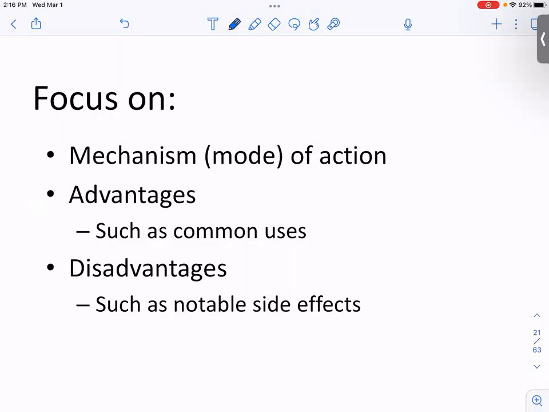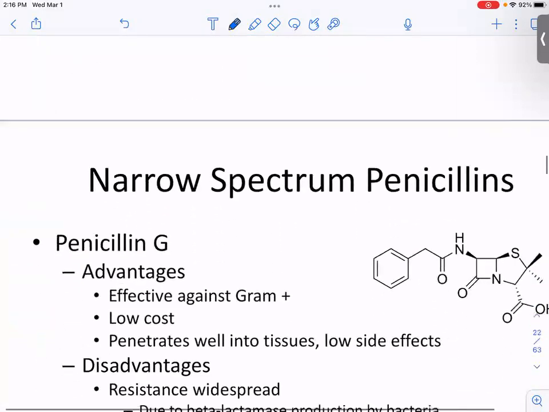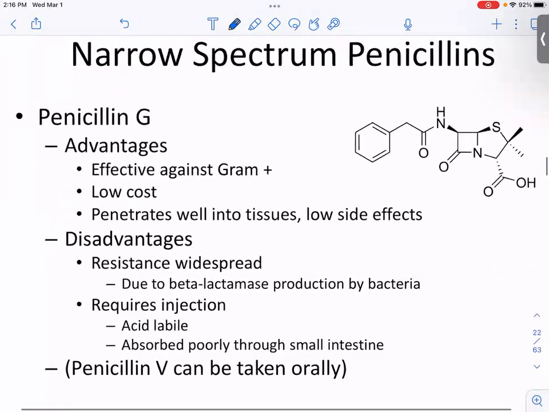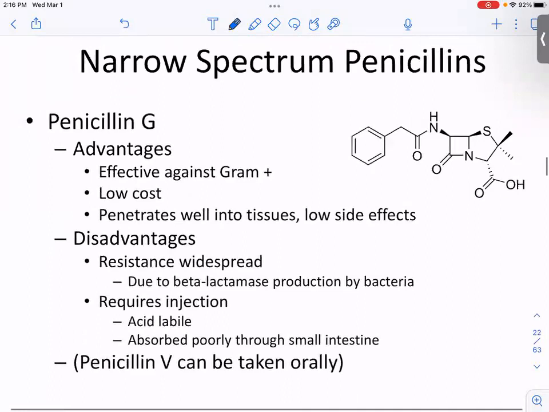Okay. All right, so I hope you find it interesting. We've all been on antibiotics at some point in our life, and we'll also get to talking about resistance and problems with antibiotics a little bit too. Let's start with our narrow spectrum penicillins.